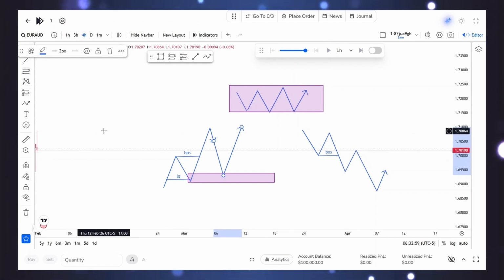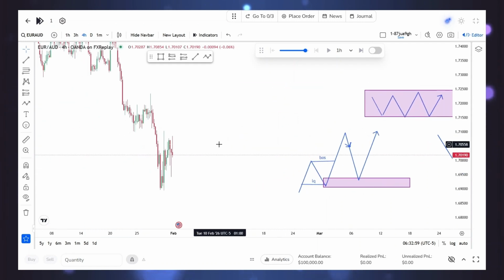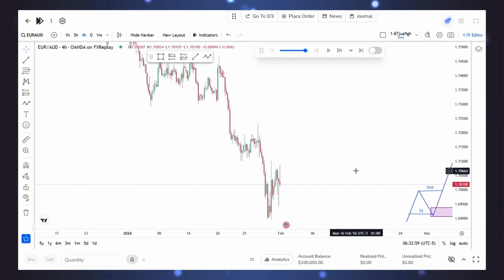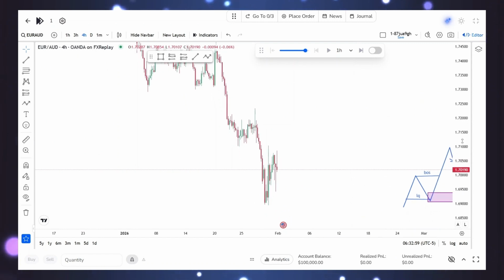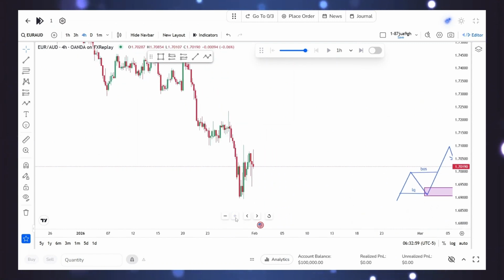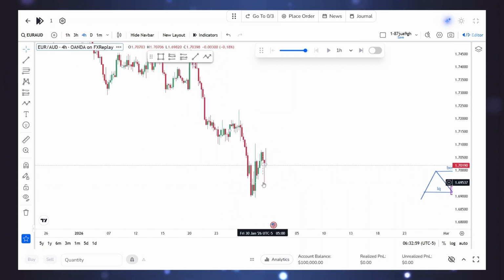Now I'm done with the steps for each: break of structure, liquidity, and point of interest, that's the order block. Then we go to our market, to our real charts here. Those were just drawings. The real game is right here.